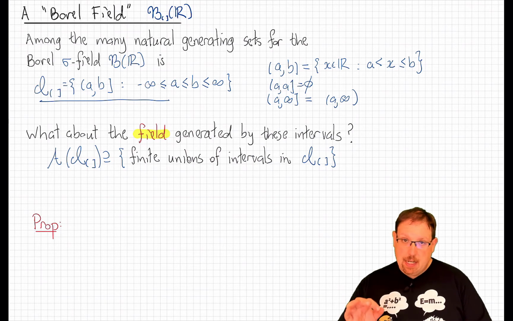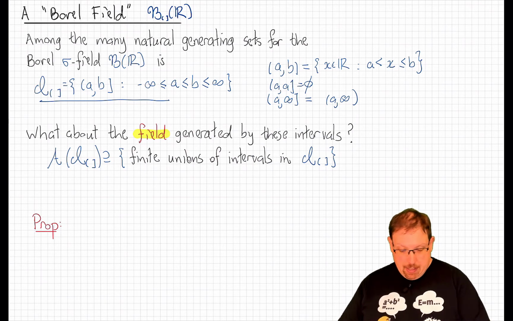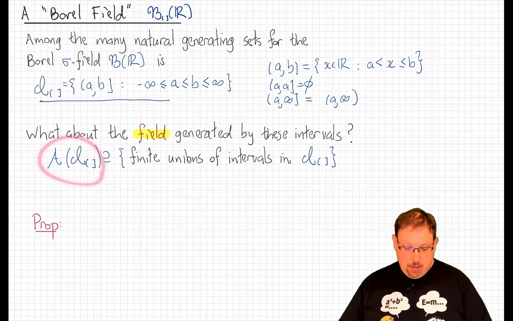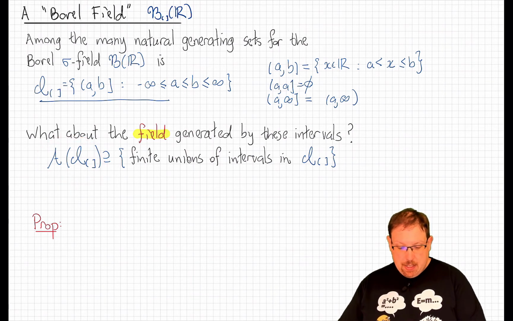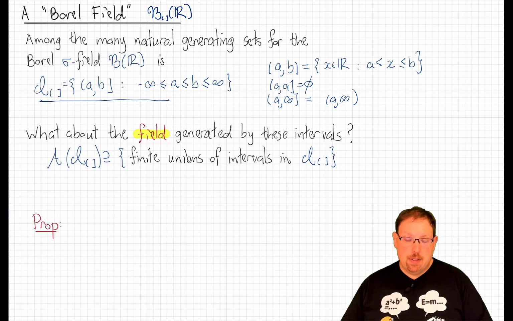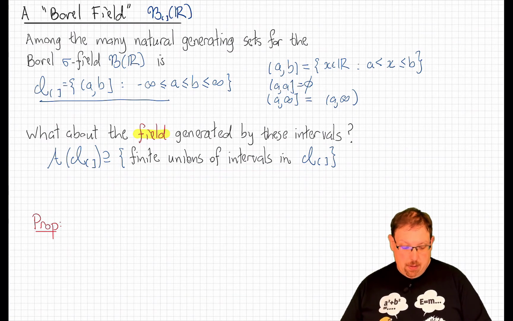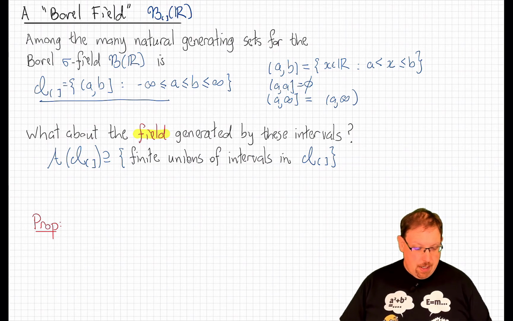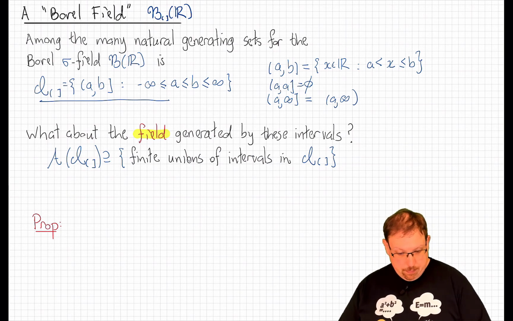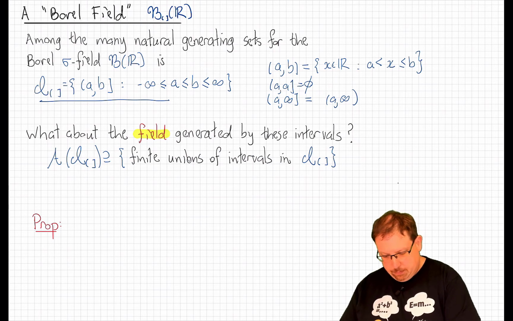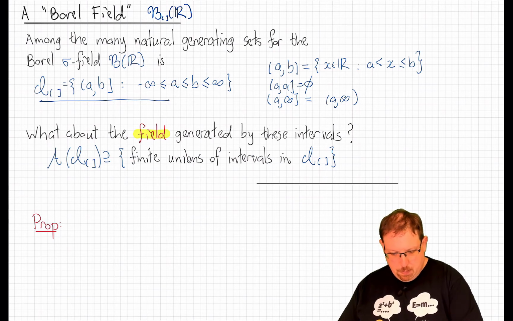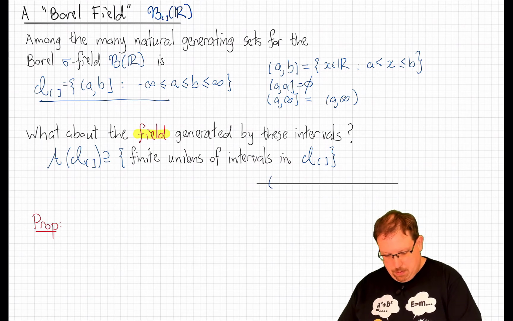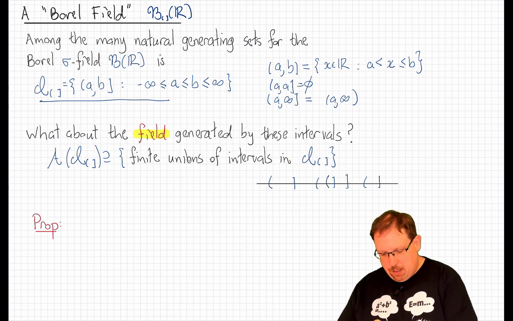Well, let's take a first stab. Let's look at the field generated by those intervals. Certainly, it must contain unions of those intervals, since the field is closed under finite unions. Now let's think about those unions for just one moment. Suppose that I have a half-open interval here, a half-open interval here, another one here that overlapped it, a half-open interval here, a half-open interval that just abuts the last one.